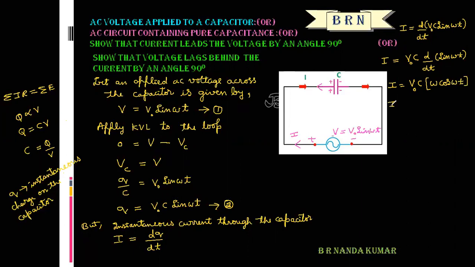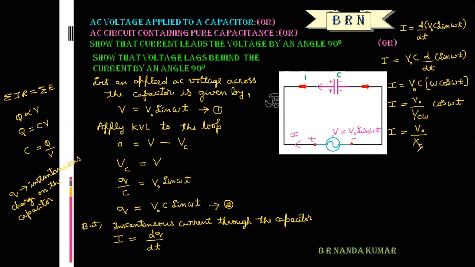So I is equal to V naught C omega, with C omega shifted to the denominator: 1 divided by C omega into cos omega t. So I is equal to V naught times 1 divided by C omega, which is actually the capacitive reactance. Capacitive reactance means the effective opposition offered by a capacitor to the flow of AC. What is the meaning of capacitive reactance?